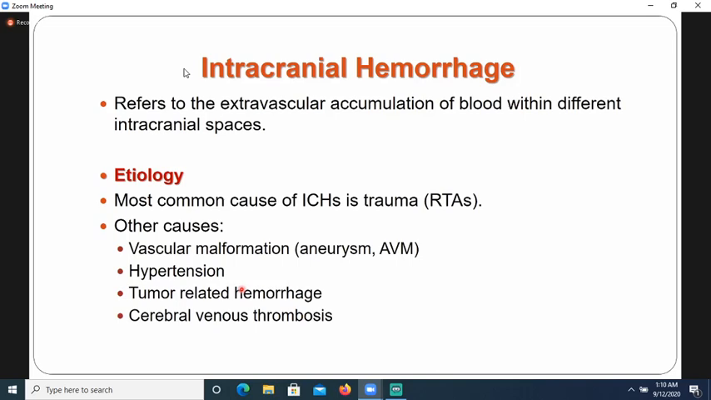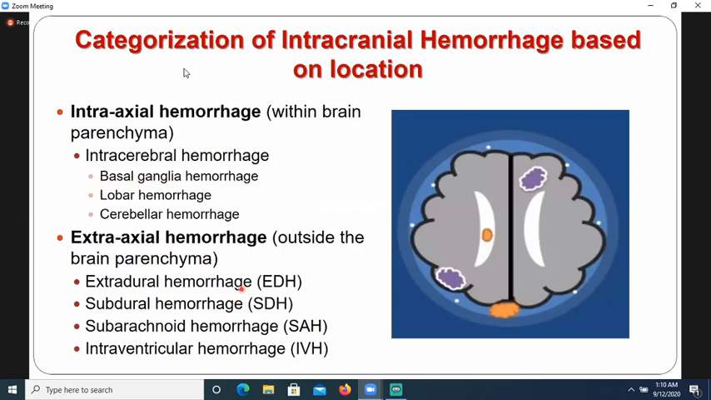So categorization of intracranial hemorrhage based on location: intraaxial and extraaxial. Intraaxial means within the brain parenchyma. Whatever hemorrhage is present within the brain parenchyma means intracerebral hemorrhage, basal ganglia hemorrhage, lobar hemorrhage, any frontal, parietal, occipital hemorrhage, cerebellar hemorrhage. These mean a hemorrhage within the brain parenchyma, either in the cerebrum, cerebellum, or basal ganglia. These are the intraaxial hemorrhages.